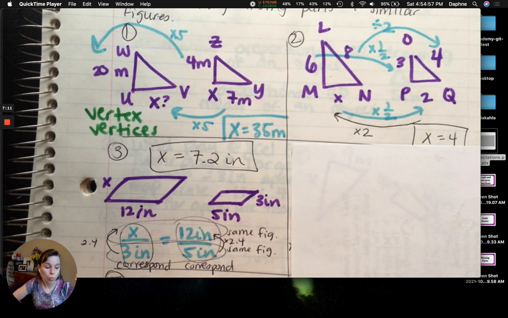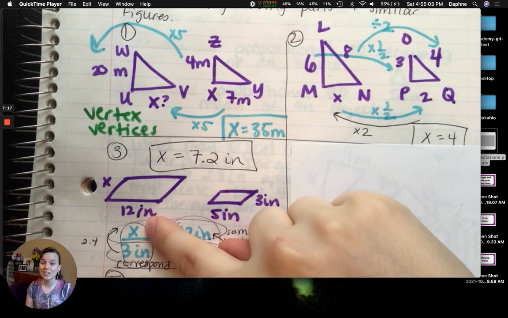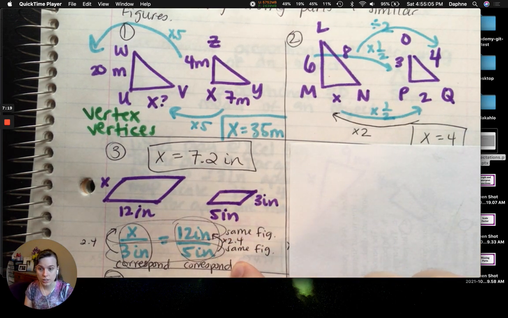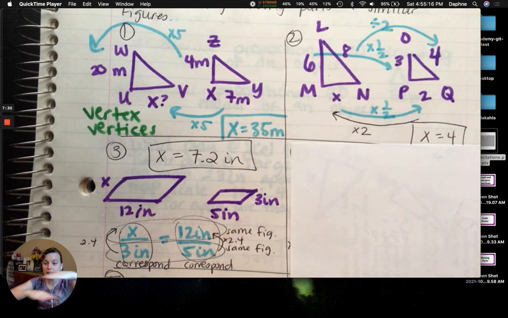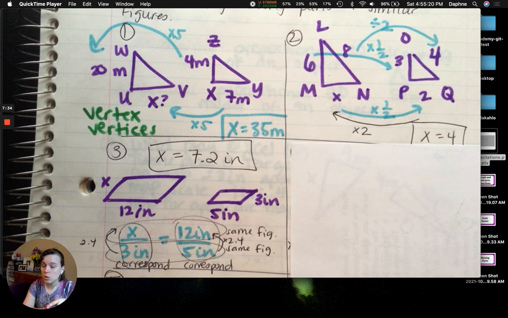Now, you can rearrange these as necessary. Sometimes there's more than one way to set it up. Totally fine. But x will never be compared to 5 inches because they have nothing in common. They don't correspond, and they are not in the same figure. Same reasons why 3 inches and 12 inches will never be in a line horizontally or in a line vertically, because they do not correspond to each other and they are not in the same figure. So watch out. You have correspond, correspond, same figure, same figure.